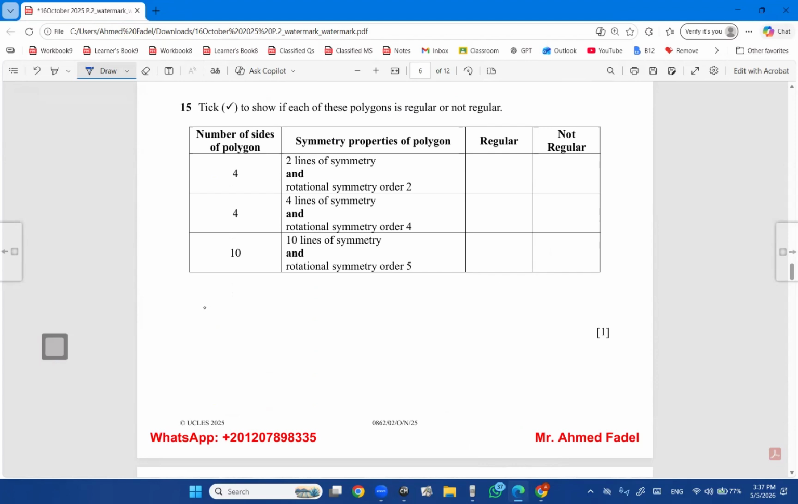We learned before that for any regular polygon, the number of sides is equal to the number of lines of symmetry, which is equal to the order of rotational symmetry. The three of them are equal. So if the number of sides is 4, lines of symmetry is 2, rotational symmetry is 2, then definitely not regular. How do you know, mister?